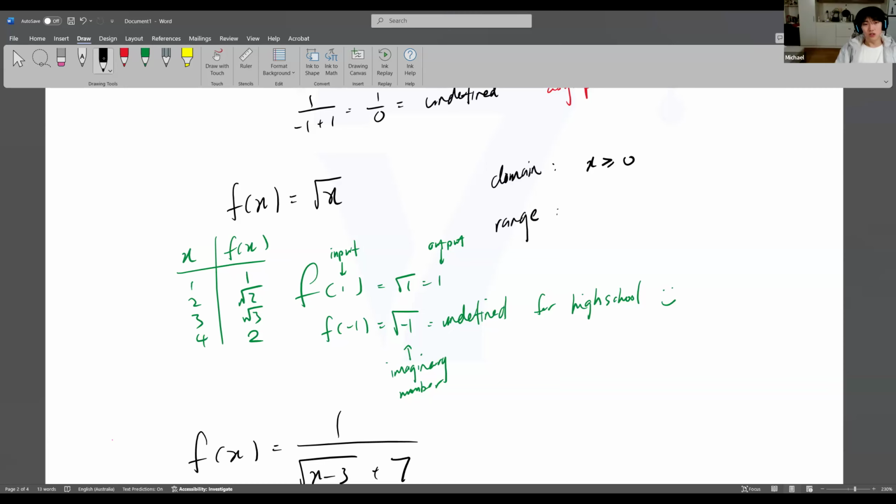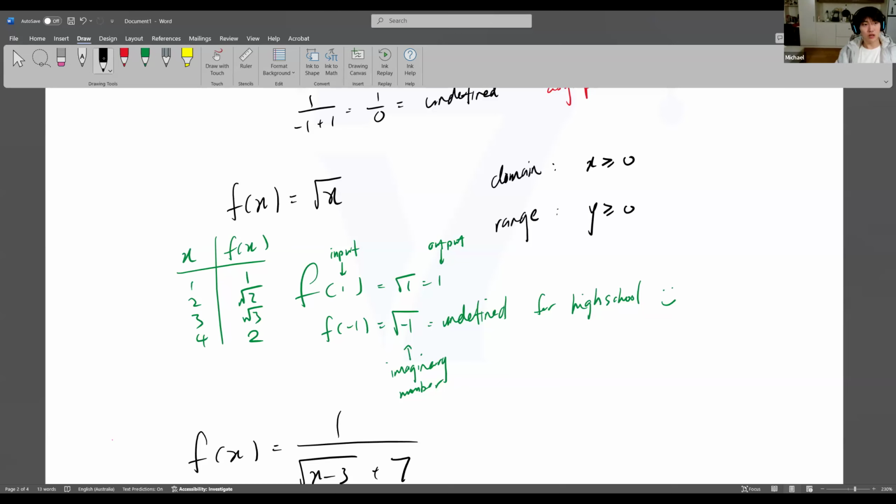Okay, so you already know it cannot square root a negative number. The domain is positive. So when you square root a positive number, you get another positive number back, right? And you never go to a negative number. So the range is also bigger or equal to 0. Okay?